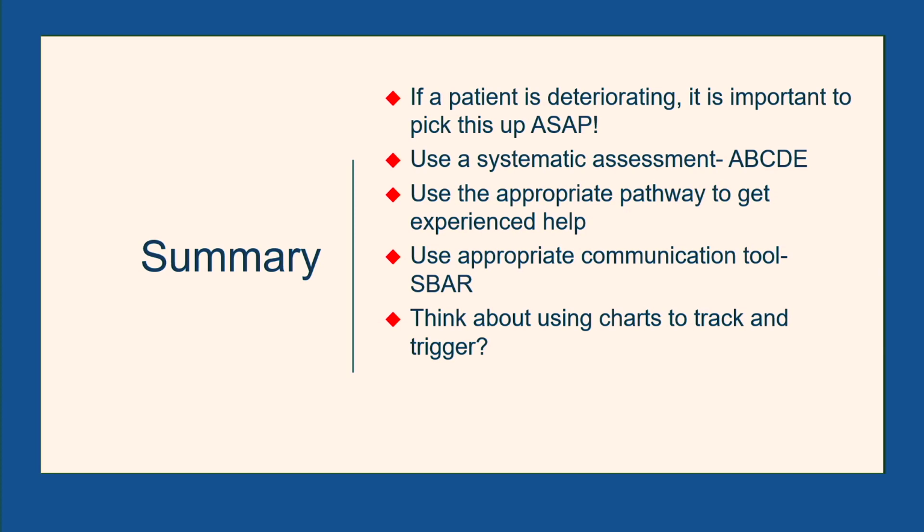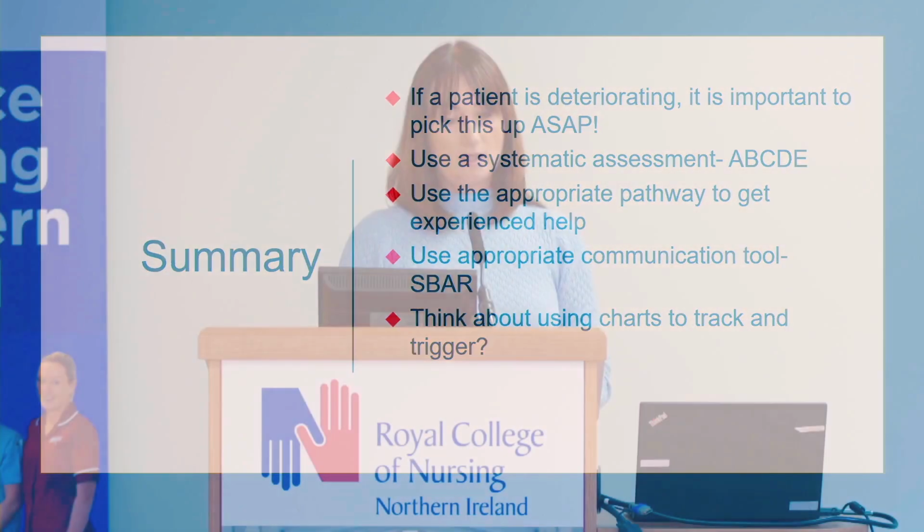And just in summary, if a patient is deteriorating, it is important to pick this up as soon as possible. Make sure that we don't miss it. Use your systematic assessment, your A, B, C, D and E: airway, breathing, circulation, disability and exposure. Use the appropriate pathway to get the experienced help that you need. Use an appropriate communication tool like SBAR so that the seriousness of the situation is communicated properly. And think about what chart you're using to maybe track what's happening with your patient and show you trends and trigger alerts. Thank you.